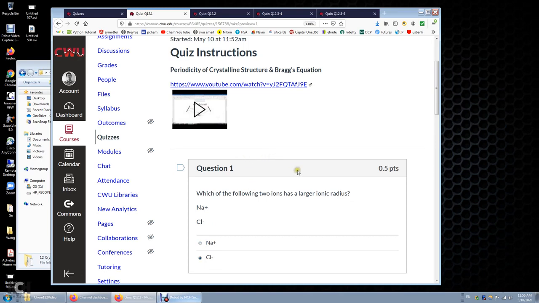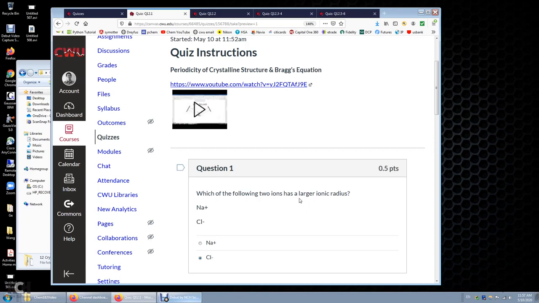The reason is the size of an ion or atom depends on the effective nuclear charge. And what's the effective nuclear charge? That's the number of protons in the nucleus minus the electron shielding. So if you have more electrons than neutral, there's going to be more shielding. If you have fewer electrons than neutral, there's going to be less electron shielding.